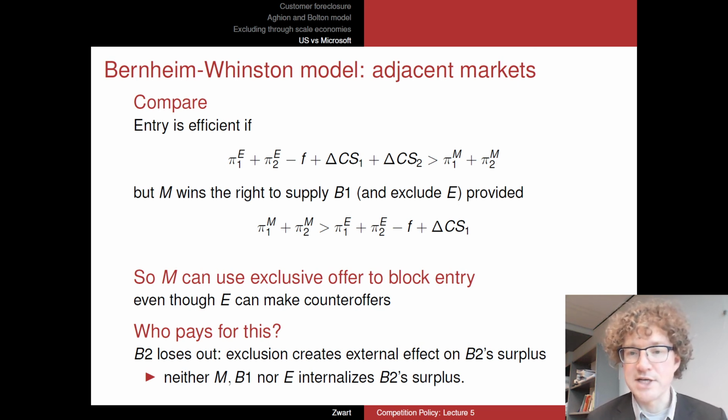the delta, the change in consumer surplus. So if you want to try out, have a look at last year's exam exercise. You'll get an example essentially of this model, this Bernheim-Whinston model, at work to see how that will translate into a practical situation.